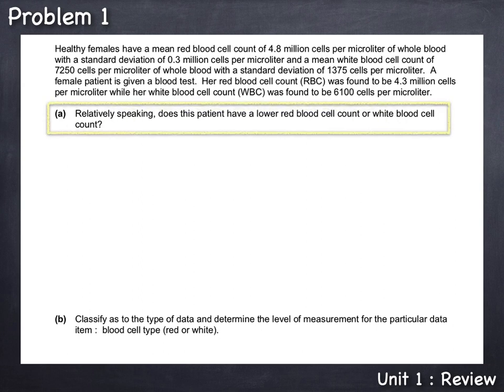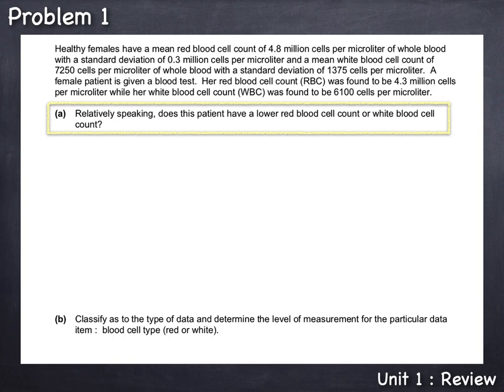Part A. Relatively speaking, does this patient have a lower red blood cell count or white blood cell count? Here the key is relatively speaking. That is, we're not trying to compare the actual red blood cell count to a white blood cell count. The relatively speaking is having us compare the red blood cell count of this patient to what red blood cell counts are typically for all the other patients, and the white blood cell count for this patient compared to all the other white blood cell counts for the other patients.